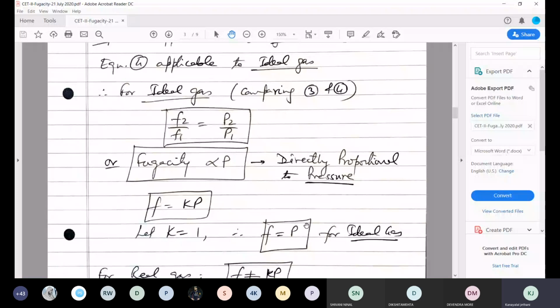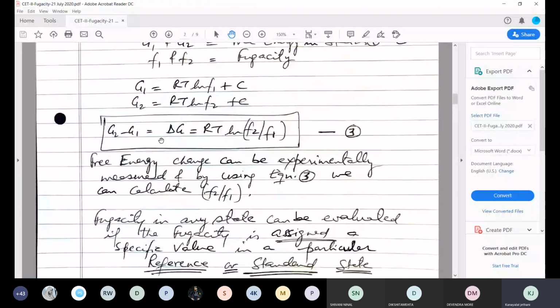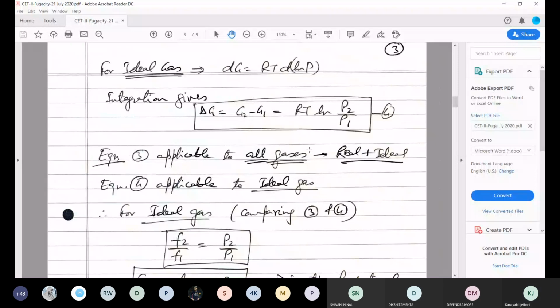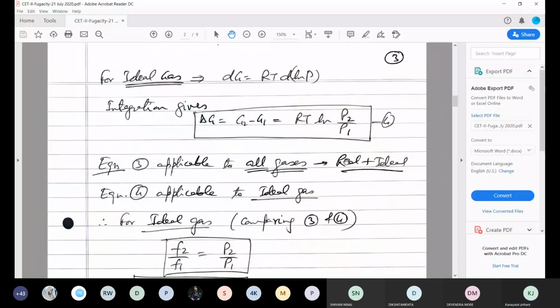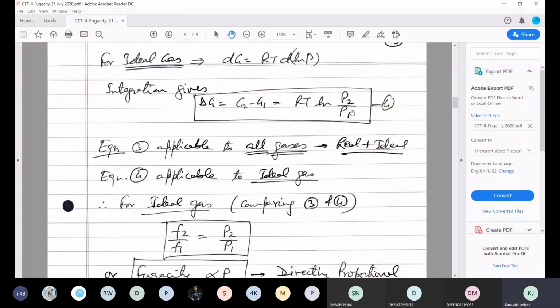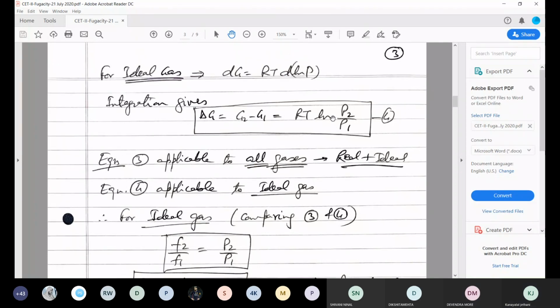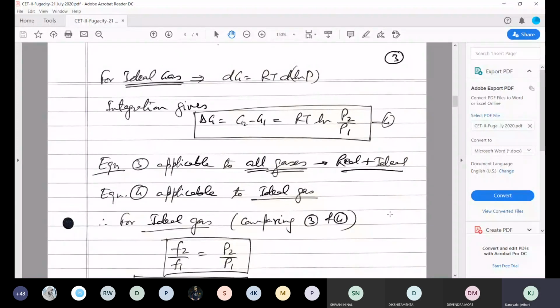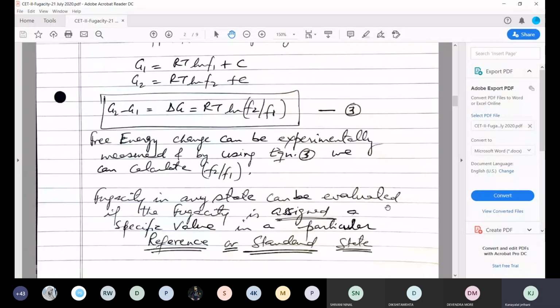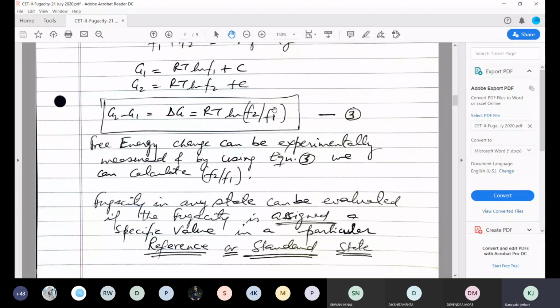When will this equation become equal to 1? When will equation 3 be equal to equation 4? What is in equation 3? RT ln F2 by F1. This equation is applicable for ideal gas as well as real gas, and this equation is applicable only for ideal gas. So if you take ideal gas, equations 3 and 4 have to be equal. And when will equation 3 be equal to equation 4 for ideal gas? When F2 is equal to P2 and F1 is equal to P1, then only this equation is equal to equation 4.